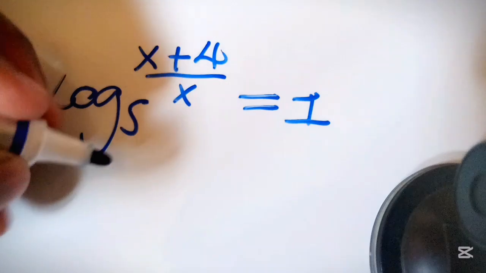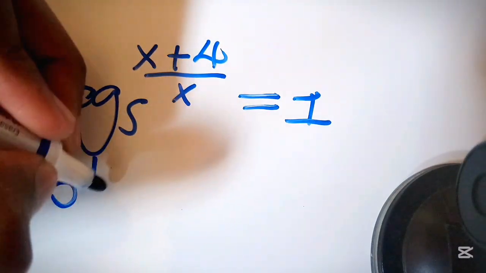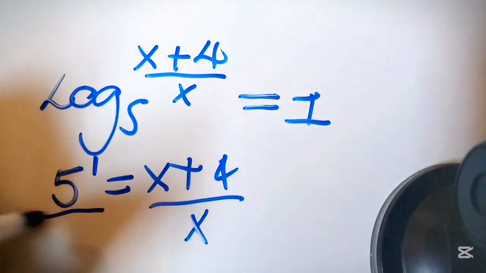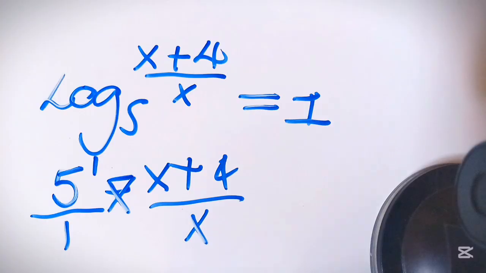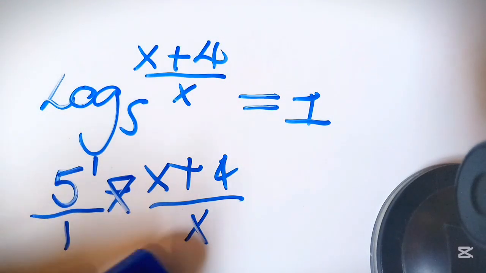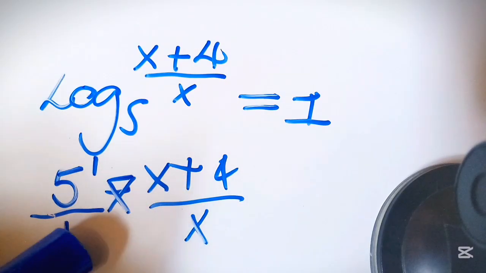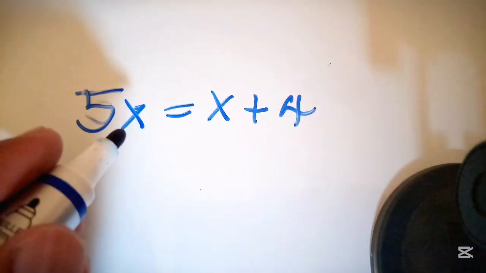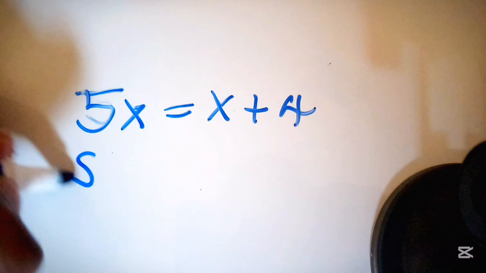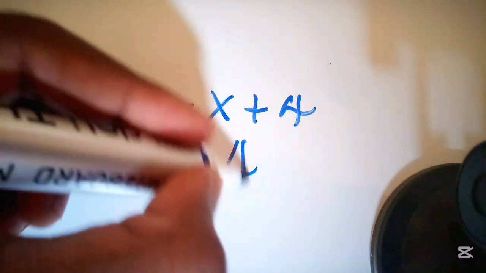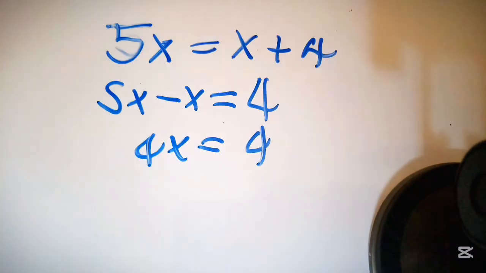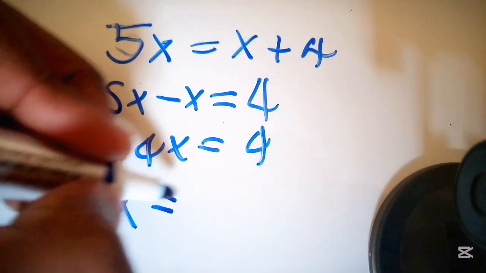Solving this is simply 5 to the power of 1 is equal to (x plus 4) over x. We solve this using our basic algebra. 5 to the power of 1 is 5. So 5 times x is 5x, which is equal to 1 times the top part, x plus 4. So 5x is equal to x plus 4. That's 5x minus x is equal to 4, which is 4x is equal to 4. And therefore, our value of x is equal to 1.